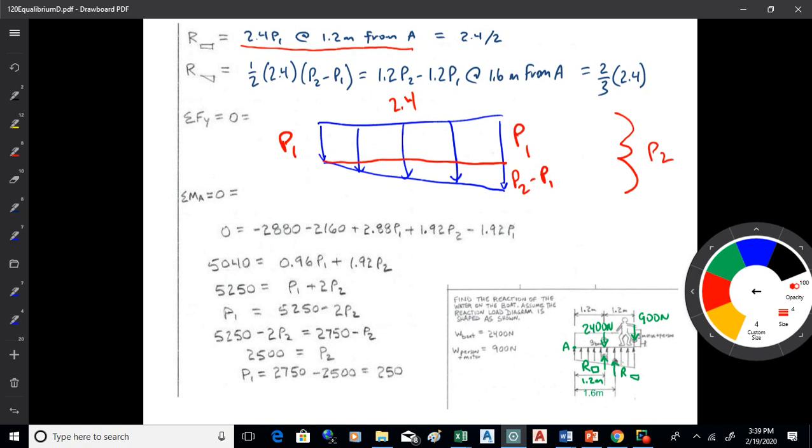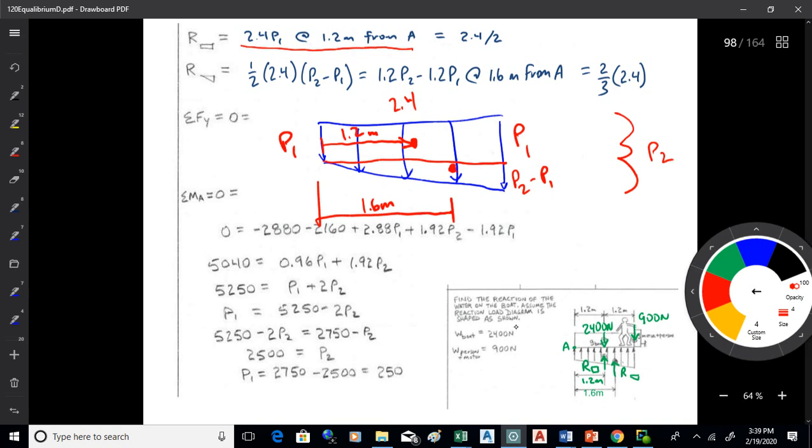When I run through that calculation, I take half of 2.4, which is 1.2, times P2 minus 1.2 times P1. That will be at the centroid of the triangle, which is this distance right here. 2/3 of 2.4 is 1.6. Half of 2.4 is 1.2. So that's where I'm getting those distances.